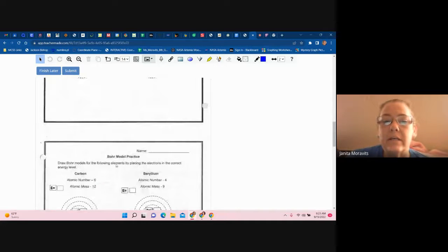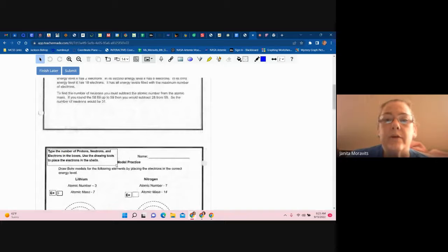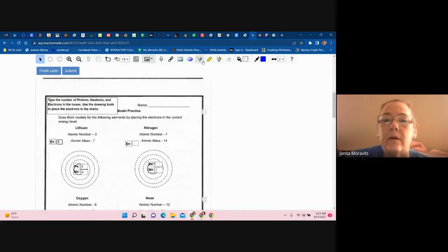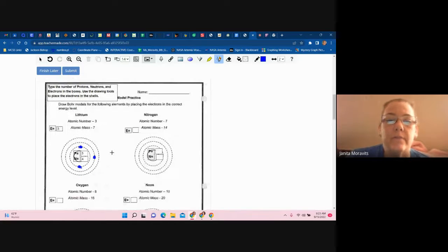If you're using this, well, we'll just go ahead and do this one right here. You can use your drawing tools up here. We're going to have to put 3 electrons out here, 2 in the first shell and then 1 in the second one. So we're going to use this little drawing tool right here. And we're going to draw a dot for 1 electron, another one for your second electron. And remember that we have to put 1 in the next shell right here. There we go. So we have our 3 electrons, and you can use those drawing tools.